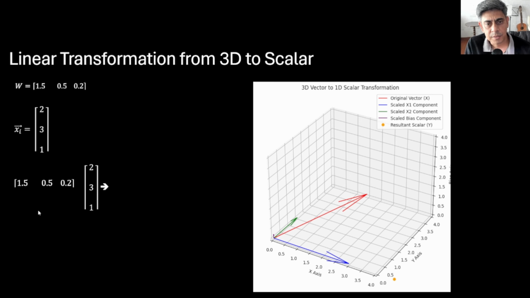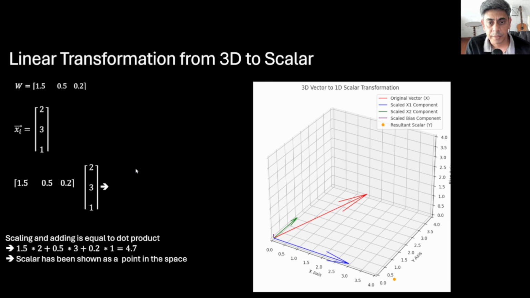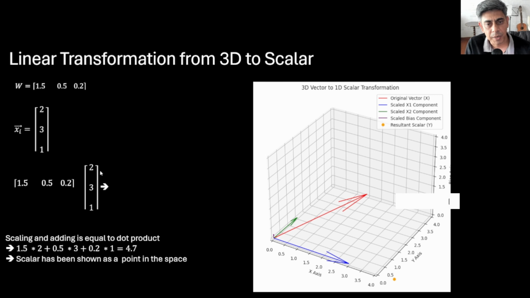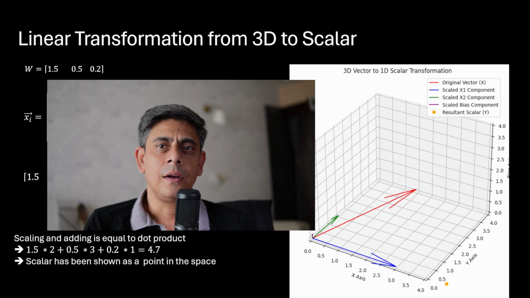Once this matrix multiplication is done, then they are reduced because of this dot product which is happening here. It is reduced to a point in the space. It's a scalar value. So we started with a 3D vector, but once the matrix multiplication is done, we transform that red vector to this orange dot, one-dimensional space. I hope you are getting that interesting point.